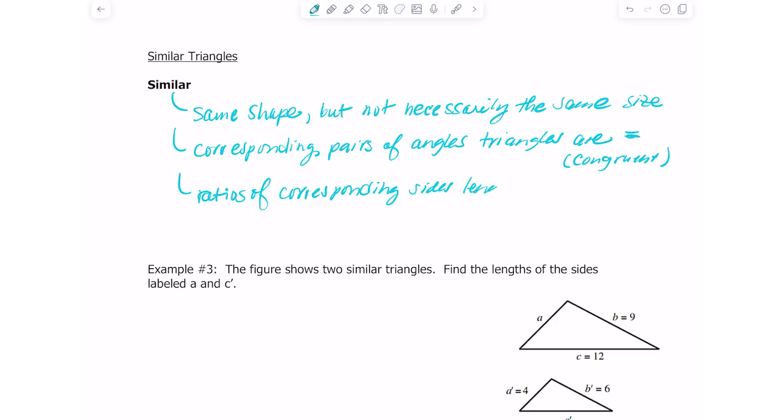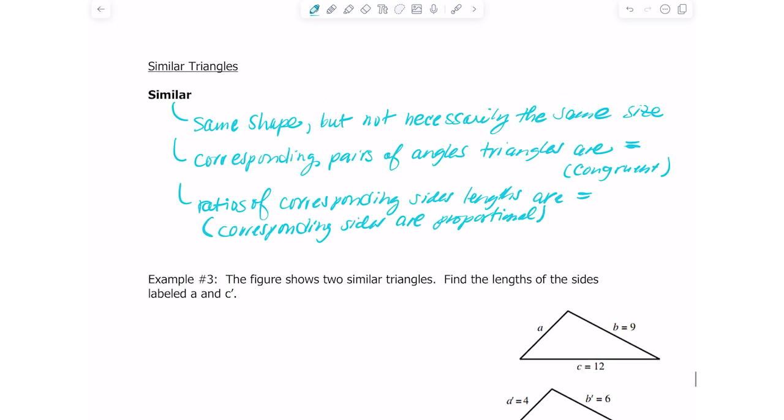In other words, the corresponding sides will be proportional. So that's another way you can look at it. Remember, proportions are just equal fractions.